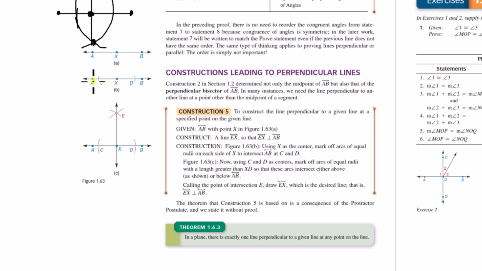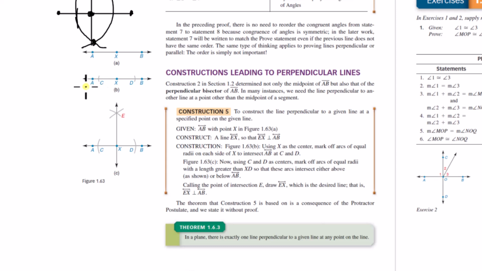So what they do is, using X as the center of the compass, mark off arcs of equal radius on each side. So set the radius to something in between, not past A. Draw an arc, and then don't change the radius. Draw an arc over here with the same center. Okay. Now, using C and D as centers, mark off arcs of equal radii with a length greater than XD so that these arcs intersect either above or below line AB. So you're going to put the center of the compass at C and D and make the radius bigger than what you had before, drawing XD and XC.